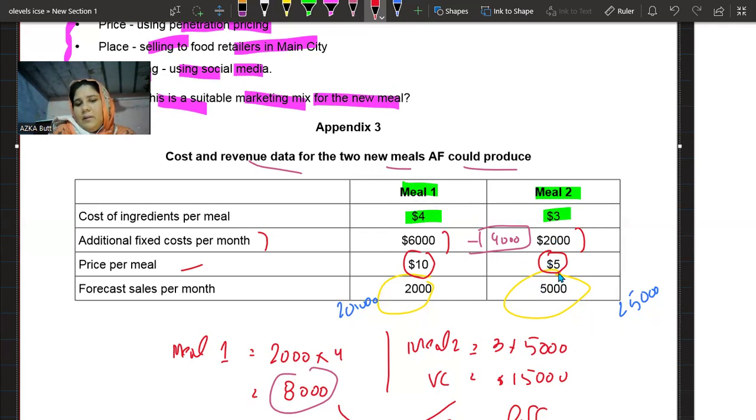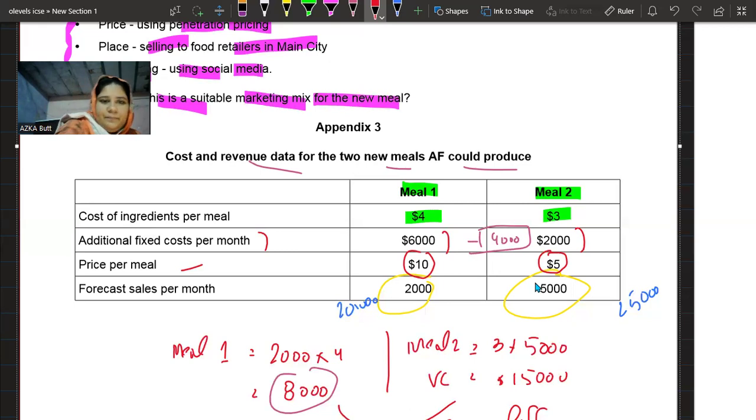So maybe the forecasted sales per month is rising just because your price per meal is very low. But we have to discuss the other things also. For meal one, we can say that its price is basically higher than meal two, which is $5. And we can also say that its total cost is basically lower at 14,000 per month.